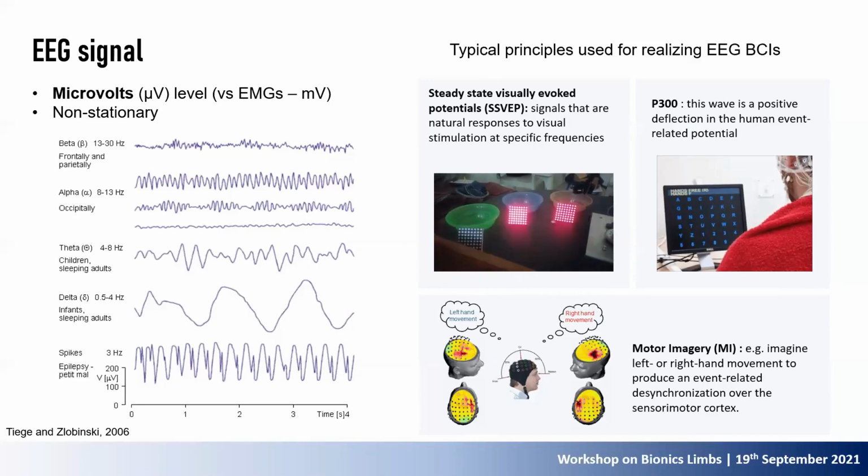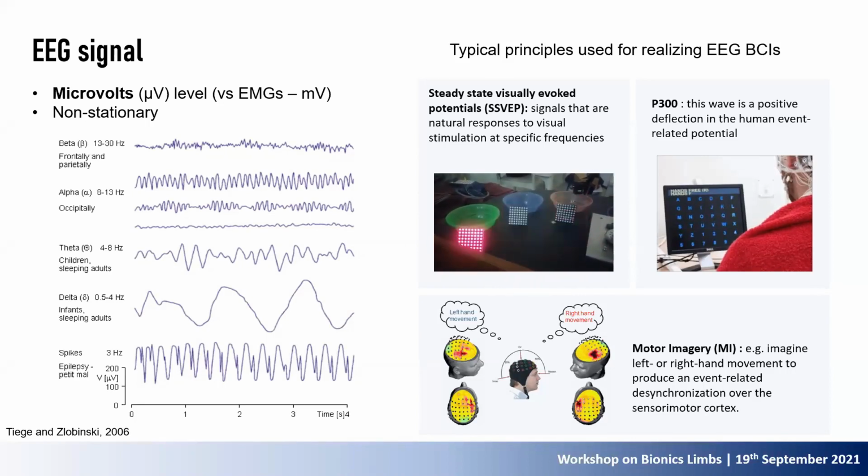And then we have another principle called motor imagery. When you are imagining a movement, for example, left hand versus right hand, it will produce an EEG signal. We call it event-related desynchronization, simply called ERD, over the sensorimotor cortex. This is basically an amplitude change of the alpha and beta signals. We call it simply motor imagery. Researchers have used MI signals to design a BCI that can be used to control prosthetics.